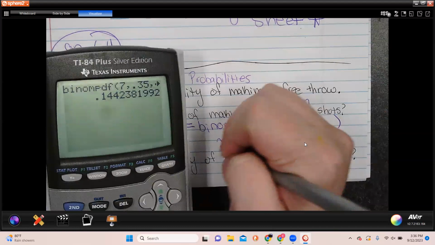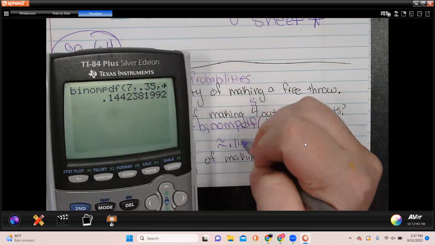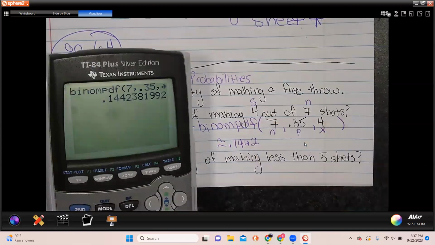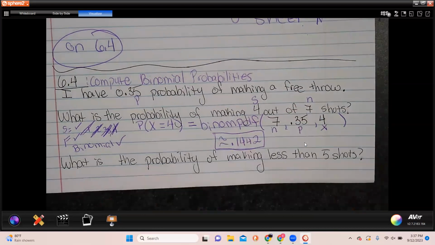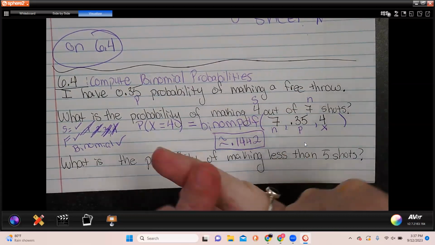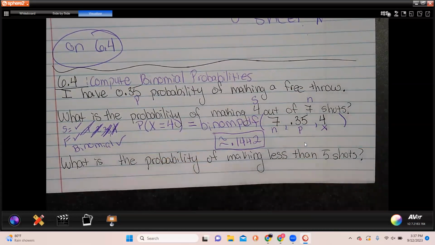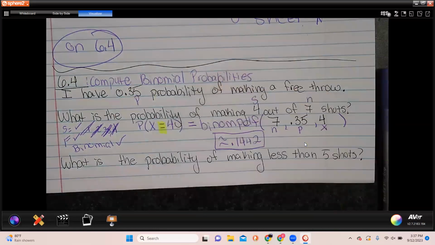So the probability, I'm going to do 4 decimal places, is approximately 0.1442. So my probability of getting exactly 4 out of the 7 shots is 0.1442. This will always work as long as it's a binomial distribution and you're looking for exactly a specific amount of successes. So an equals situation.